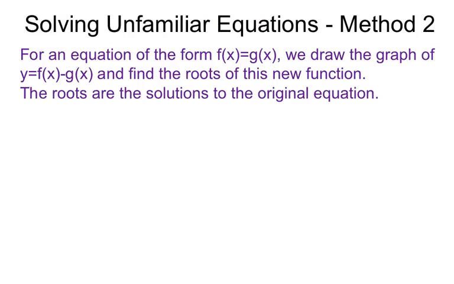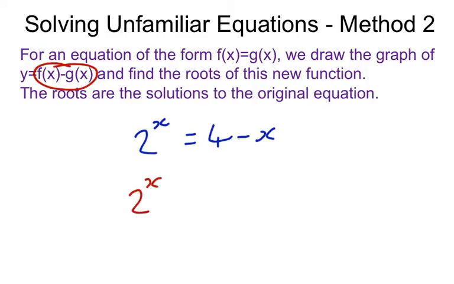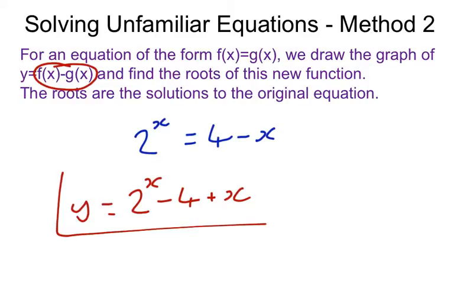Now let's consider the second example from before, which was 2 to the power of x equals 4 minus x. So once again we do f of x minus g of x. The left hand side stays the same, 2 to the x, and then we're going to subtract 4 minus x. So we get minus 4, but then minus x gives us plus x, and then we put y equal to that. This time this is what we shall be drawing: the graph of y equals 2 to the x minus 4 plus x.